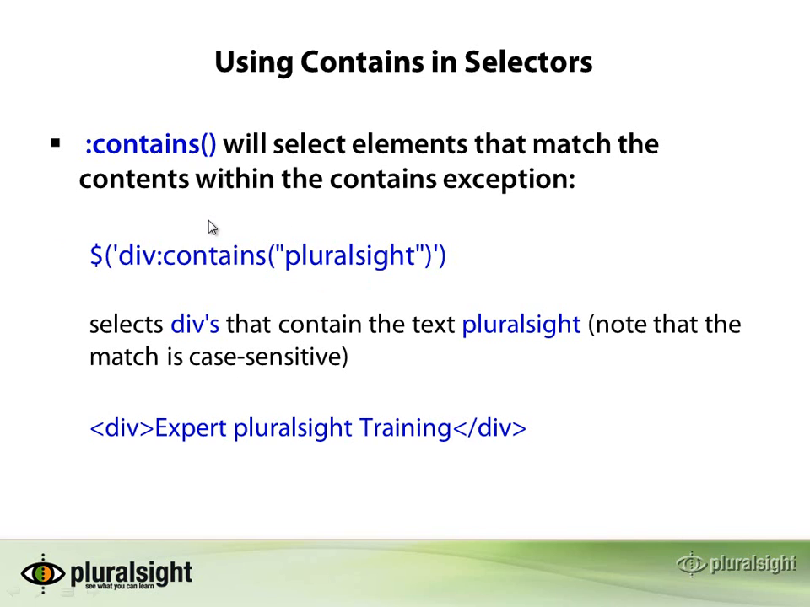But in this example, we have a div, we have export pluralsight training /div. Well, what that'll do is that would match this particular div. Now if it's the only div that has the word pluralsight in it, then that's all that would be returned. The other divs would simply be ignored because of course they don't contain that text. So that can be very useful when you need it.